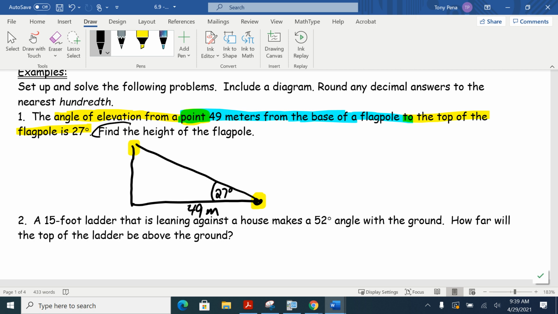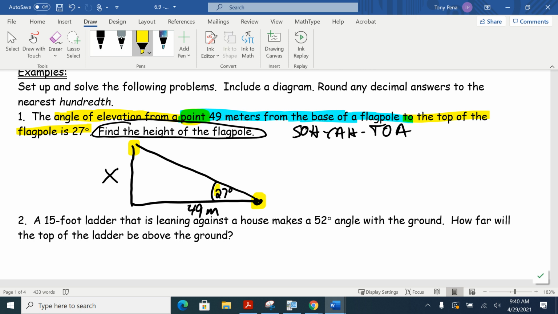Question then, find the height of the flagpole. So since this was our flagpole, this is what we're looking for. That's what we don't know. That's what we're going to call X. And now we've been doing it for a good 3 or 4 class periods. So SOHCAHTOA, you now need to determine which one of those applies to this problem.